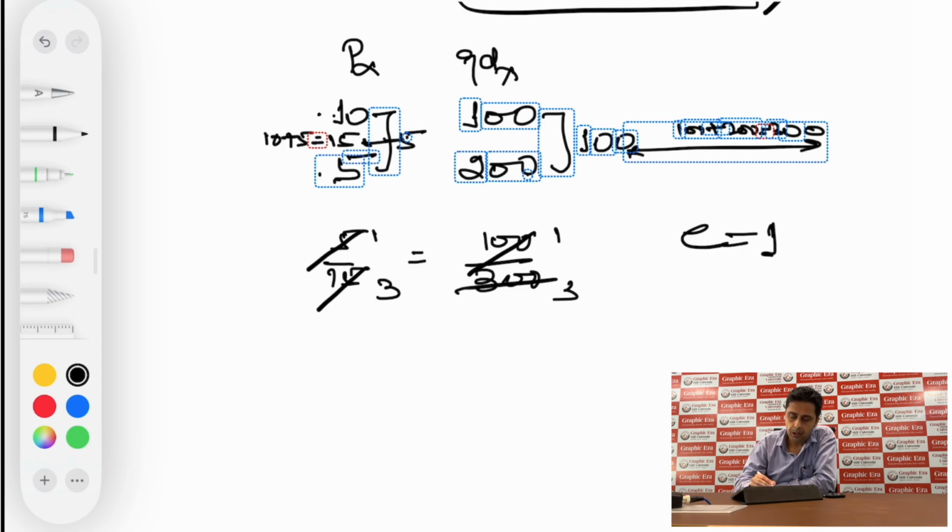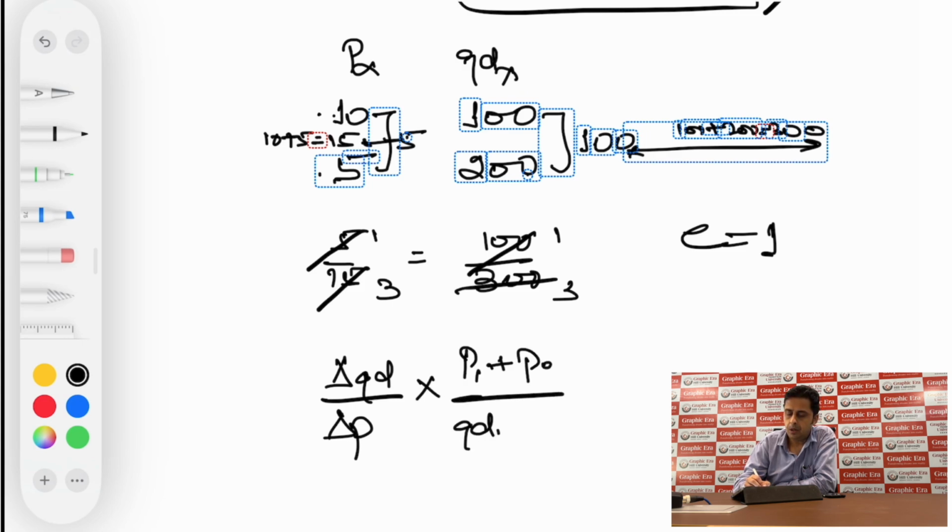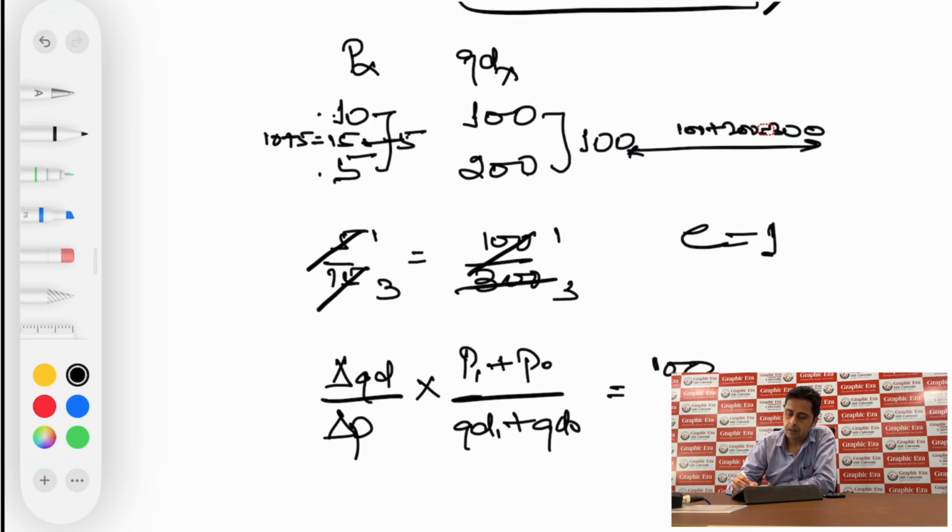So we go by the formula: change in quantity demanded upon change in price, into P1 plus P0 upon QD1 plus QD0. And here it is a gap of 100 upon 5, which is the change in price, into P1 plus P0, which is 15, upon QD1 plus QD0, which is 300.